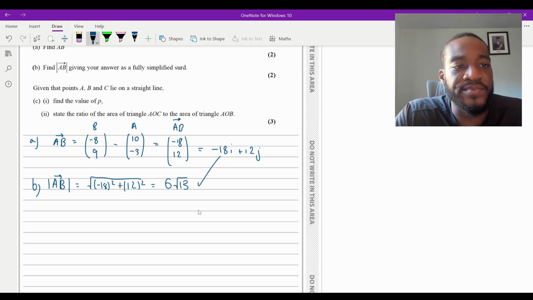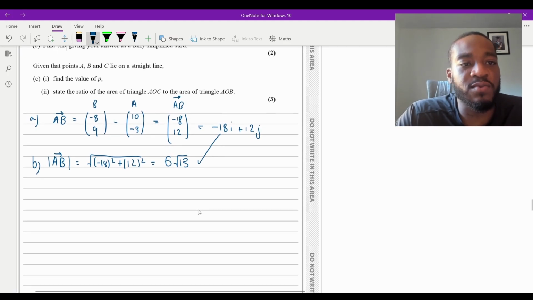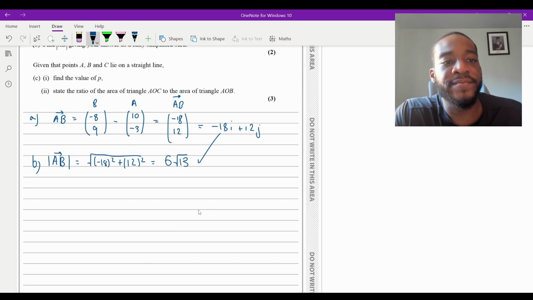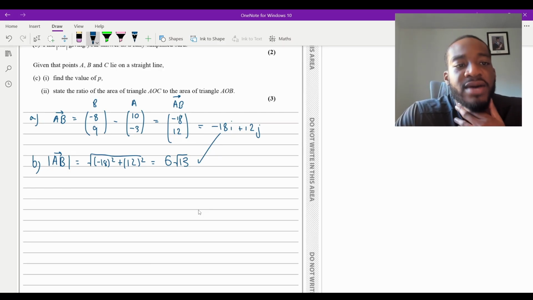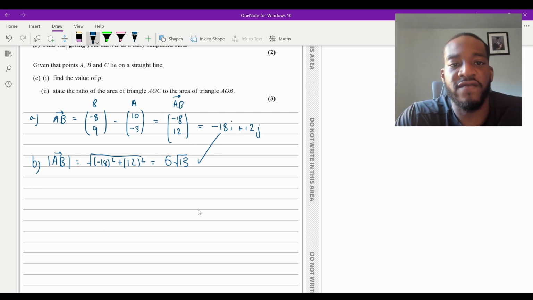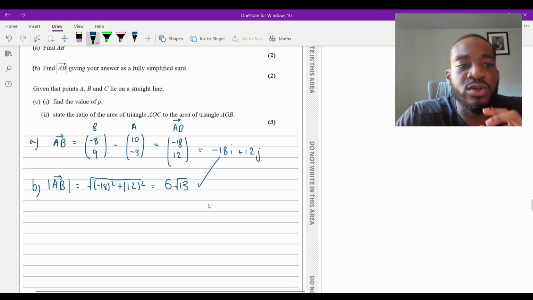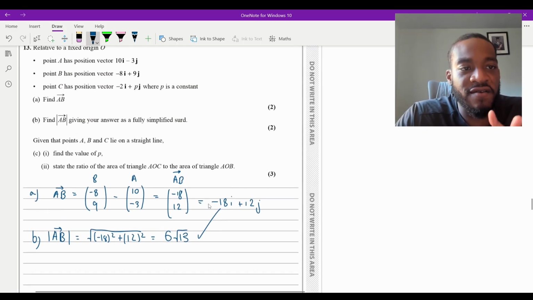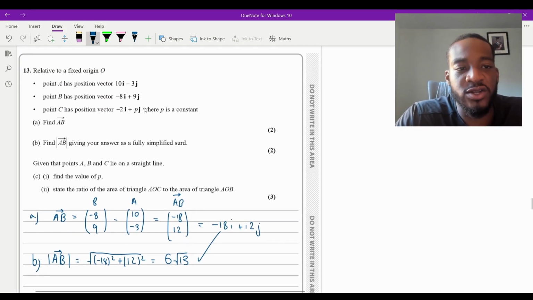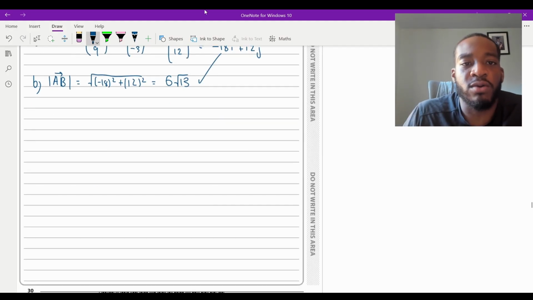Perfect. So that's done. Part C says, given that the points A, B, and C lie on a straight line, find the value of p and state the ratio of the area of triangle AOC to the area of triangle AOB, for 3 marks. Okay, so what I'd want to do with the question is to visualize this. I've got my 3 points here, position vectors, and there's a fixed origin O, so we can pretty much treat these as coordinates, can't we? So what I'm going to do, I'm going to get an axis going.